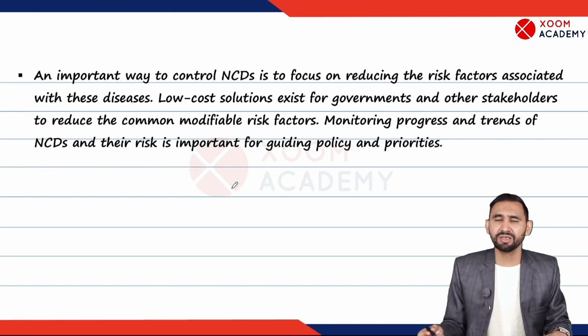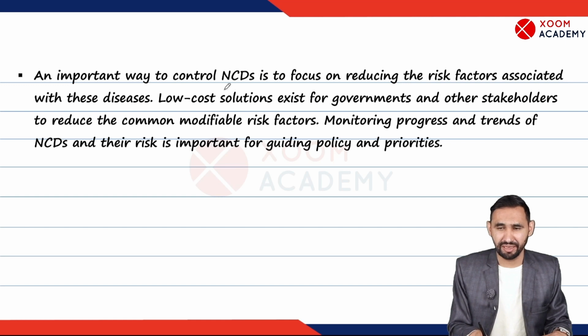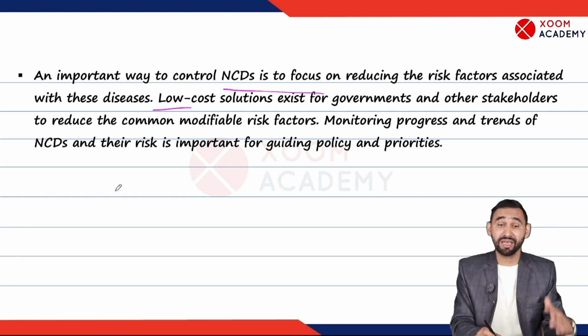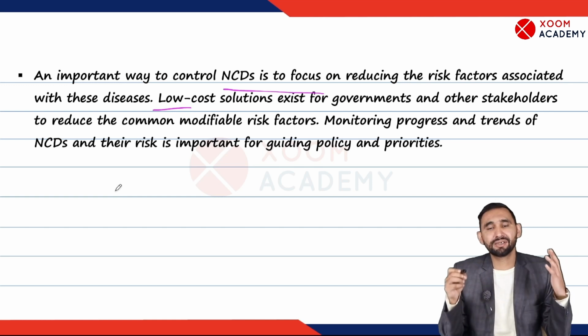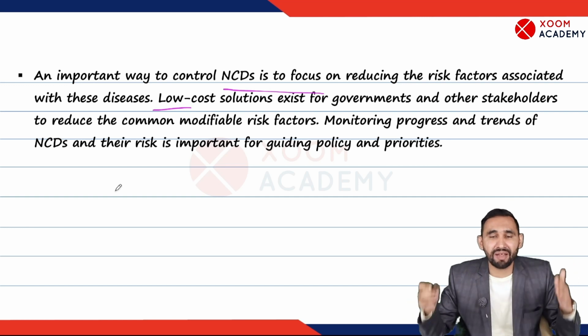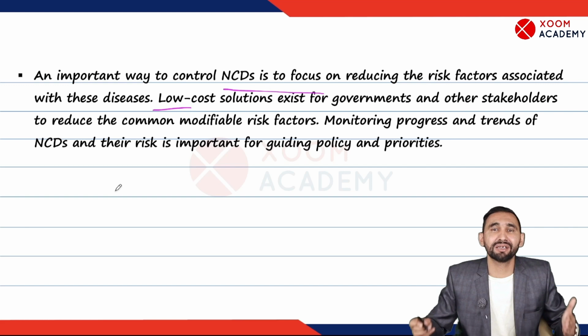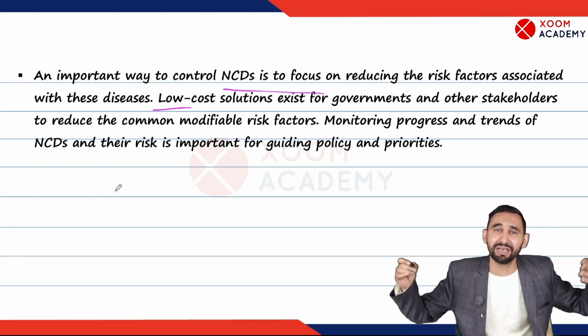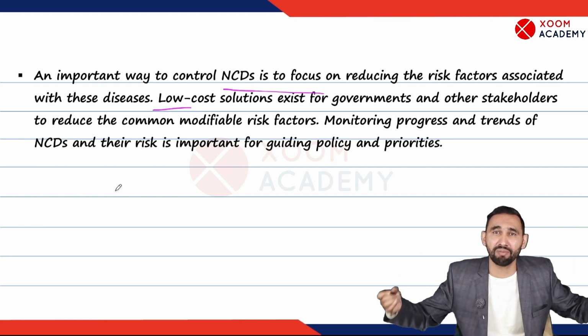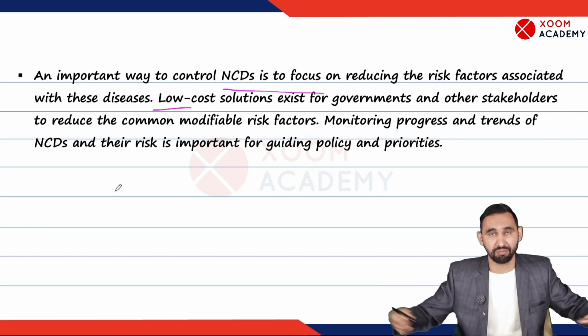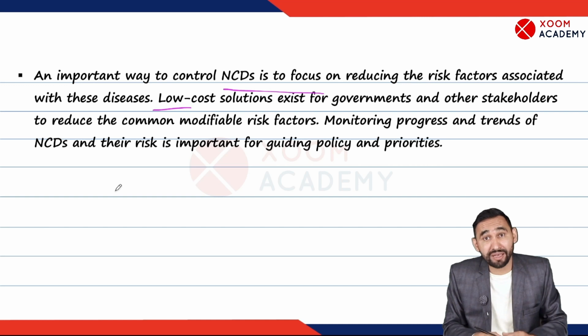It is an important way to control non-communicable diseases, and there is a focus on reducing risk factors. So we can say that to reduce the incidence or the burden of non-communicable diseases, risk factors should be minimized. We need to control risk factors. We can control modifiable risk factors of cardiac diseases, hypertension, obesity, diabetes, blindness, and accidents. Smoking can be modified, alcohol can be modified, diet can be modified.